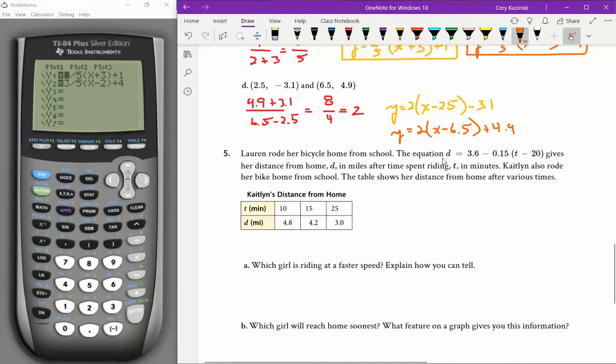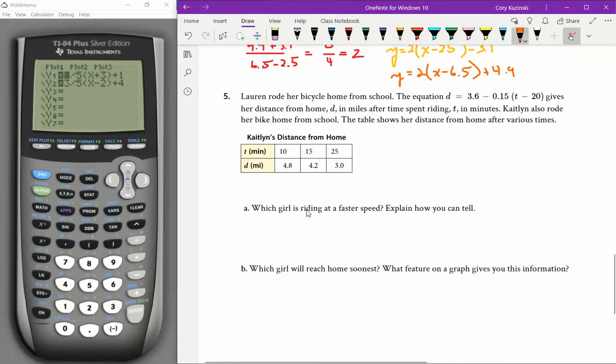Lauren rode her bicycle home from school. This equation gives her distance d in miles after time spent riding t in minutes. Caitlin also rode her bike home from school. The table shows her different distance from home at various times. Okay, so which girl is riding at a faster speed? Well, let's see. Lauren, she's going 0.15 of a mile per minute on her way home. Caitlin, let's see, negative 0.6 over the span of 5 minutes.